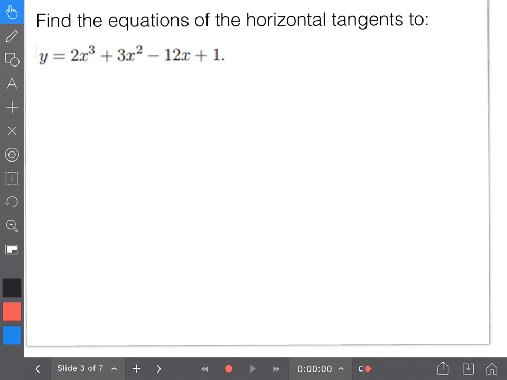All right, you ready for this? I don't think you're ready for this. Let's do some math. We're going to find the equations of the horizontal tangents to this snazzy equation here.